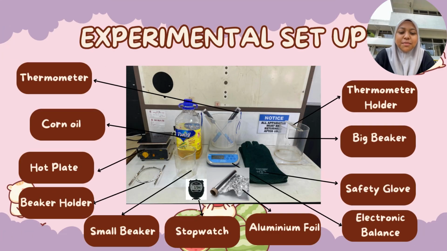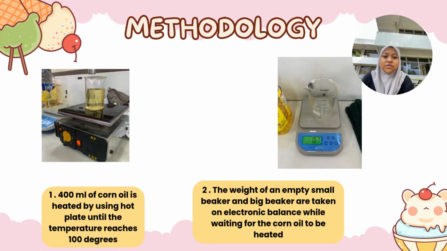Thank you. So this is the experimental setup for the experiment. Firstly, we have thermometer, corn oil, hot plate, beaker holder, small beaker, stopwatch, aluminium foil, electronic balance, safety glove, big beaker and thermometer holder. For the methodology of this experiment, firstly, 400 milliliter of corn oil is heated using a hot plate until the temperature reaches 100 degrees.